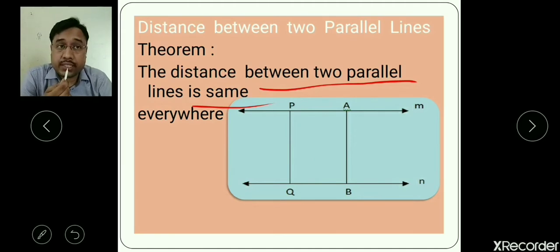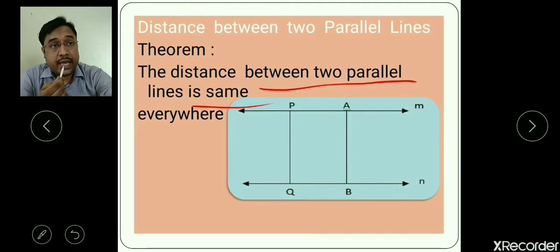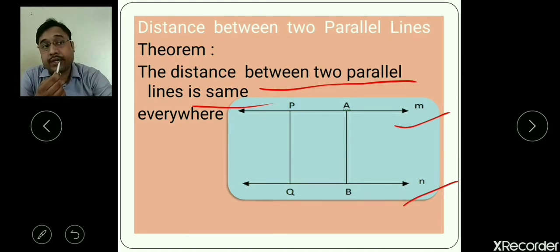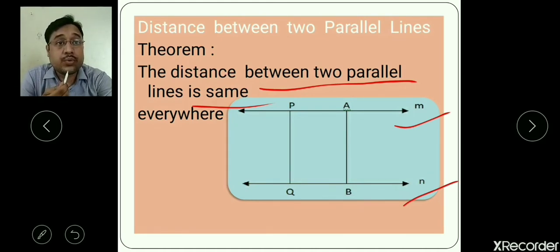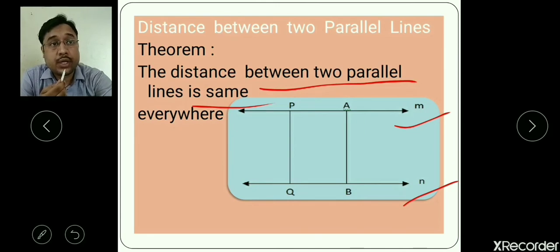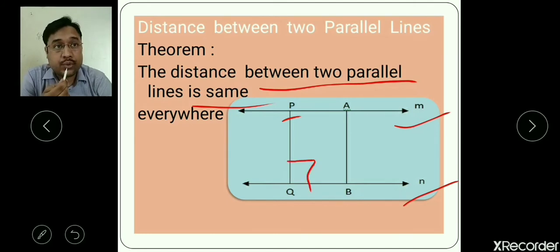In this diagram you can see two lines M and N. I have shown that these two lines are parallel, and these two perpendiculars I have drawn here, PQ. If we take a point P on M and draw a perpendicular from there on the line N, it forms a 90 degree angle at the point Q. In the same way, if we take a point A on the line M and draw a perpendicular on the line N, it will form a 90 degree angle at the point B on the line N.